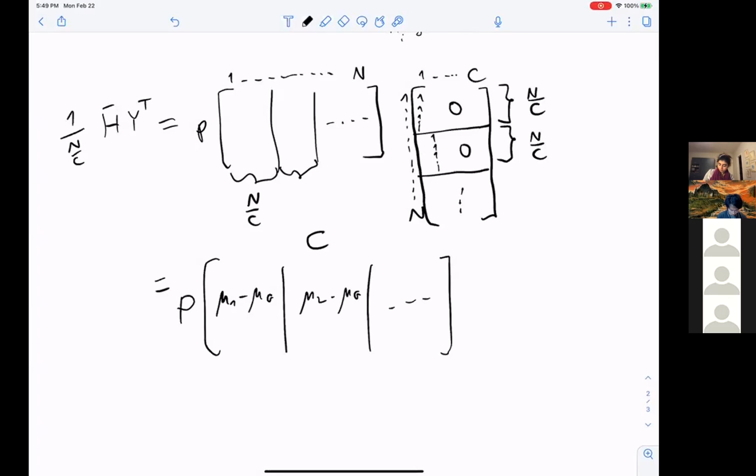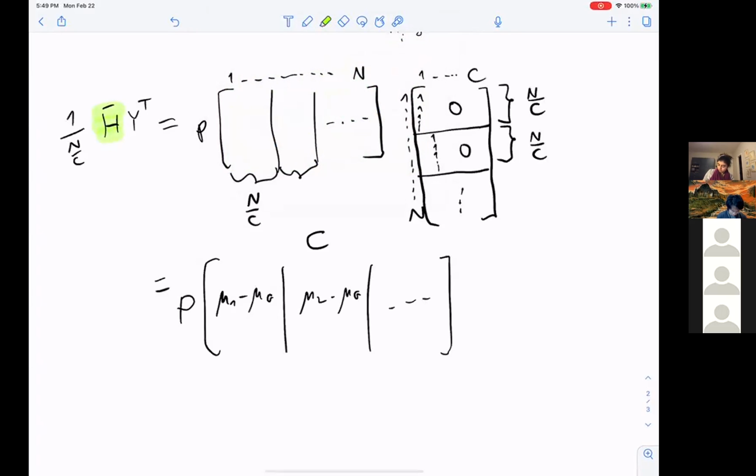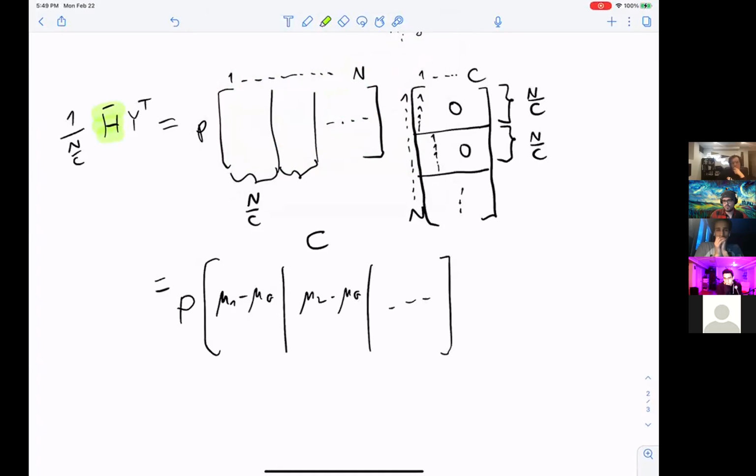Why do we have here mu1 minus mu g? Because notice that we're looking at H bar, right? So H bar has a global mean subtracted from all the columns. Does anyone have any questions about this point? Or is this crystal clear?